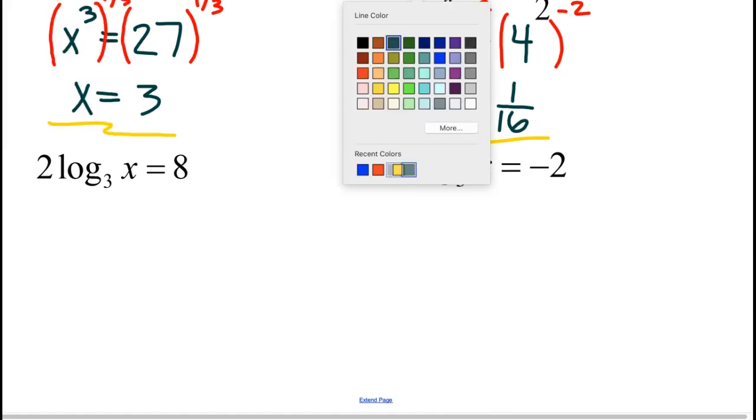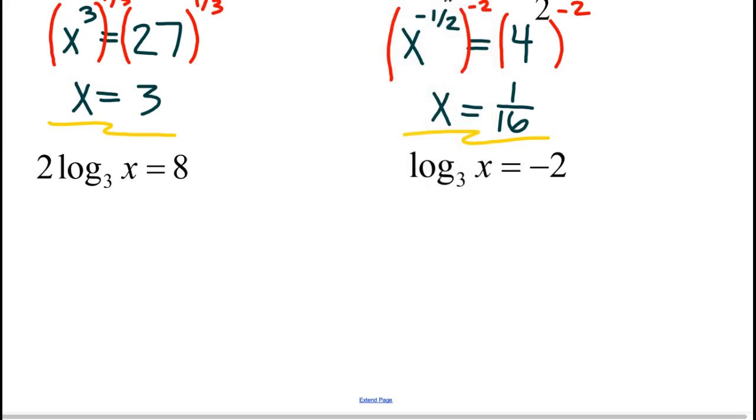Alrighty, keep plugging away. Next one's a little different. We've got this 2 out in front of here, and we just finished doing the properties section. So what can you do with that 2 if you want? You could put it as an exponent, right? If I put it as an exponent, then I'm going to get x squared, and if I can avoid that, I'm going to. So I'm actually not going to do that.